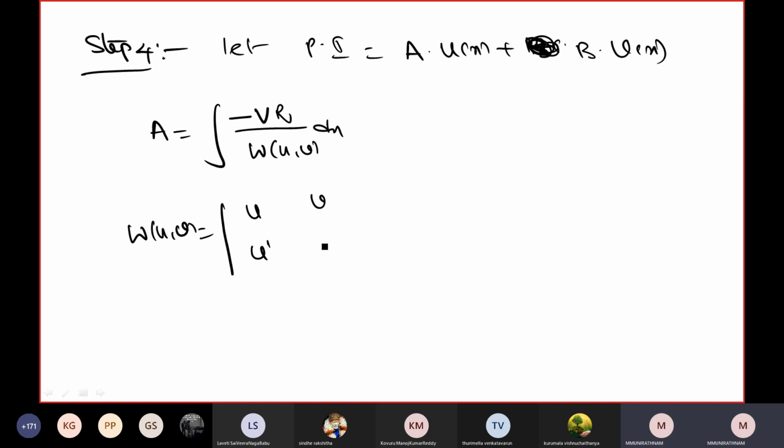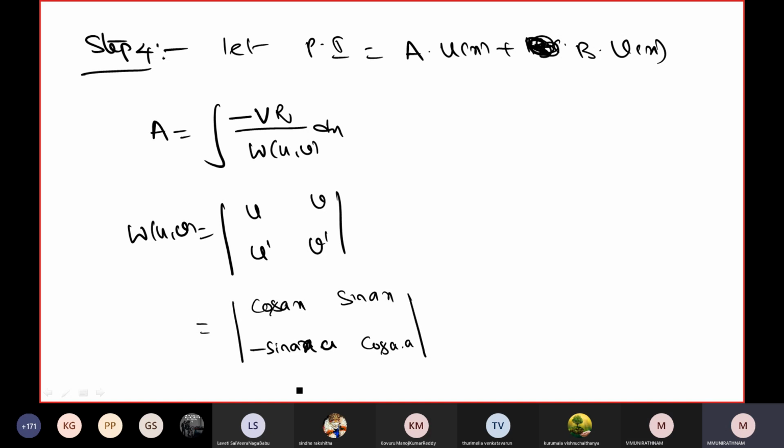the determinant of u, v, u dash and v dash. So that is nothing but u is cos ax, v is sin ax. Derivative of cos is minus sin ax into a. Derivative of sin is cos ax into a. This is a into cos square ax plus a into sin square ax, minus of minus. That will be a, right? So the Wronskian is a, okay? The Wronskian is a. Then what is A?